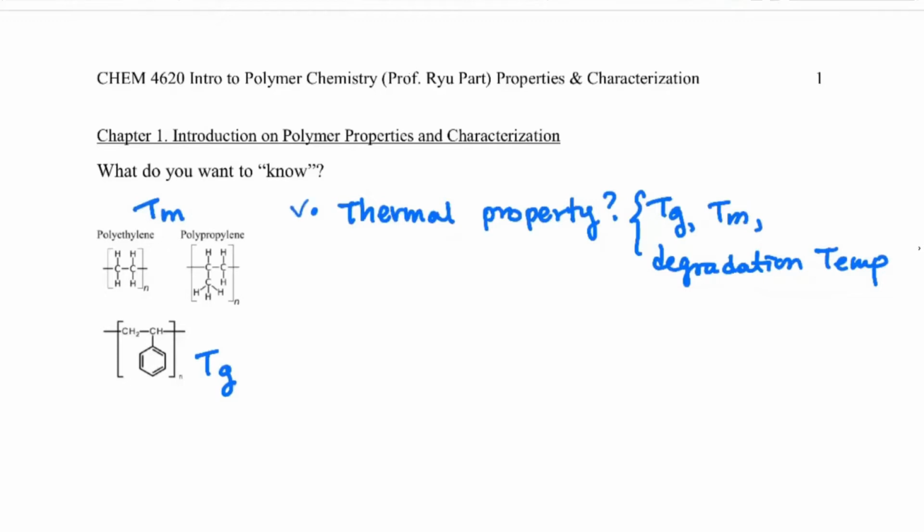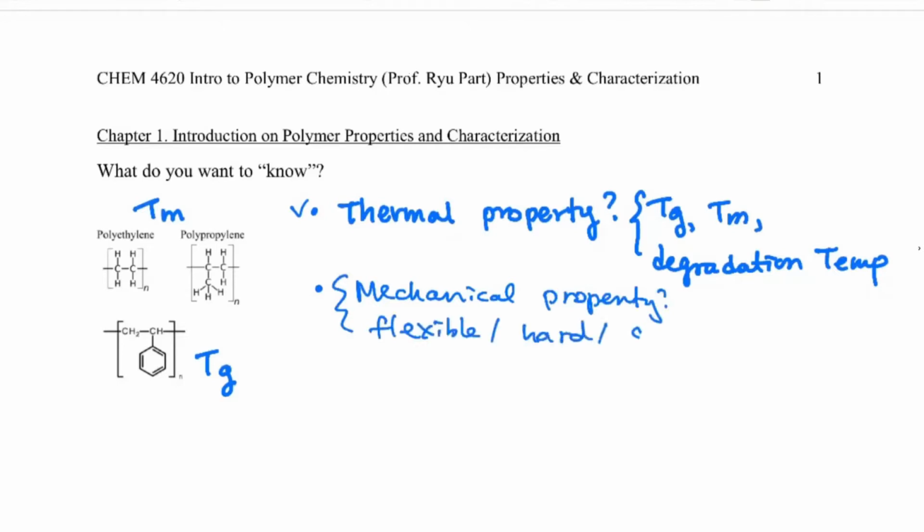What other properties do you think you want to know about this? Density, hydrophobicity, how flexible the polymer is, the physical strength. All right, the one that I want to go after is actually mechanical properties. Some things are flexible, or hard, stiff, tough. I'm just putting all kinds of different ones here. And this mechanical property, we also need to know.